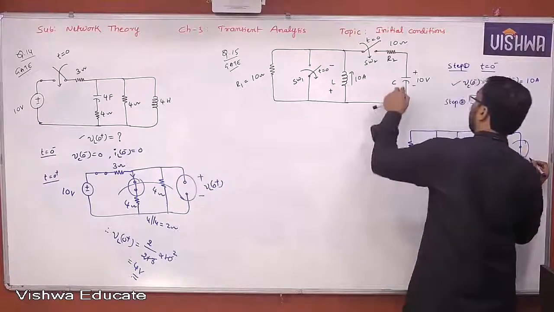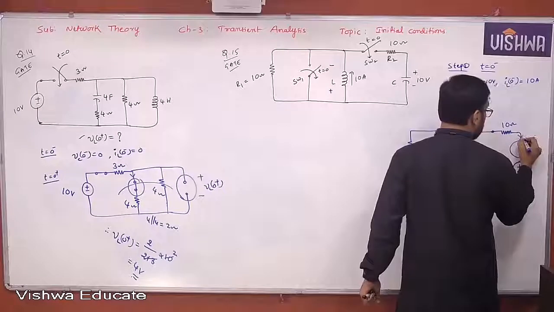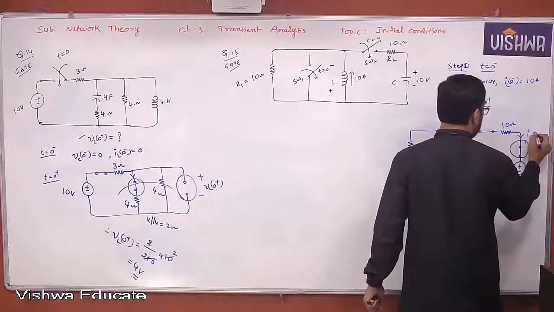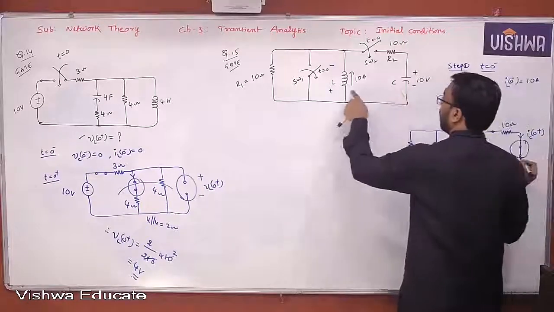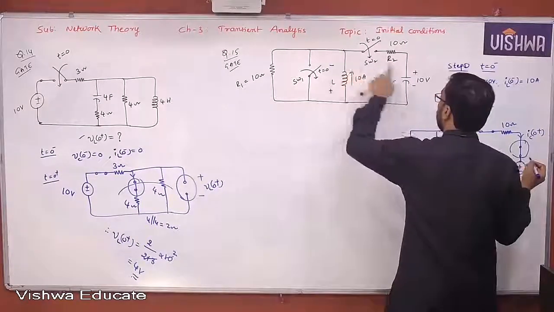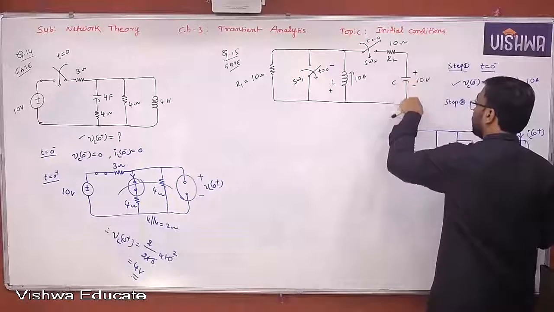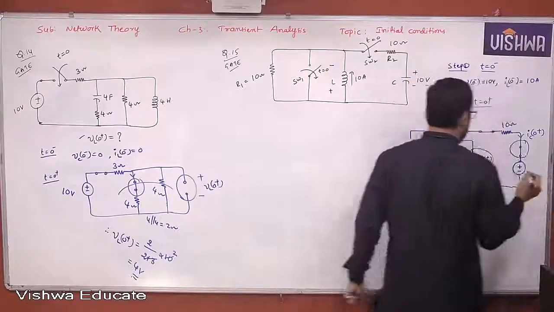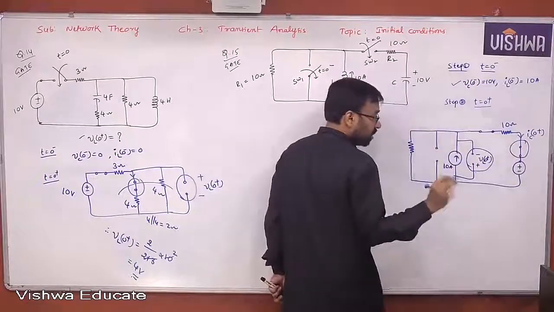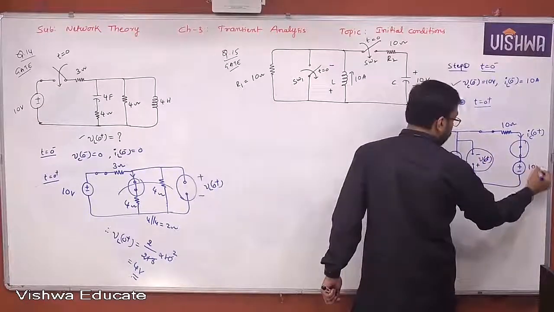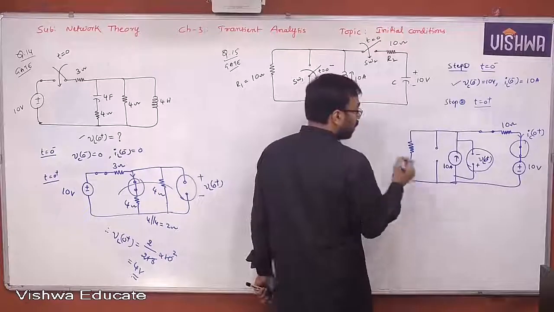What is the current flowing through the capacitor here? IC. How do you know the direction of the capacitor current? Based on the polarities given, current direction is placed, because both are passive elements. According to passive convention, I have placed the direction as well as the polarities like this. What is the value here? 10 volt. Clear all of you? This is 10 volt.